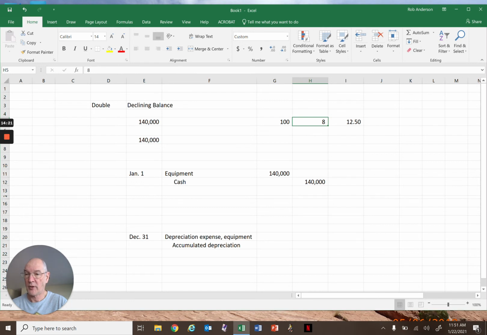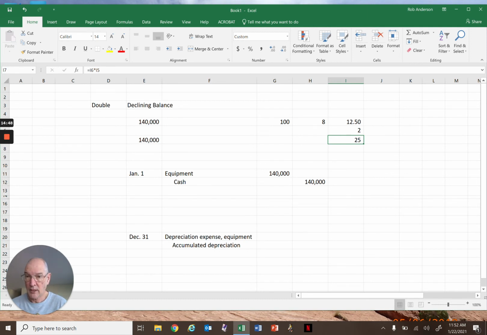So essentially 1/8. Now, for double declining balance, we take the 12.5, the basic declining balance rate, and we multiply it by 2. So we're going to have 2 times 12.5. I'm sure you know that's 25. So this is 25%, and we just calculated our rate.